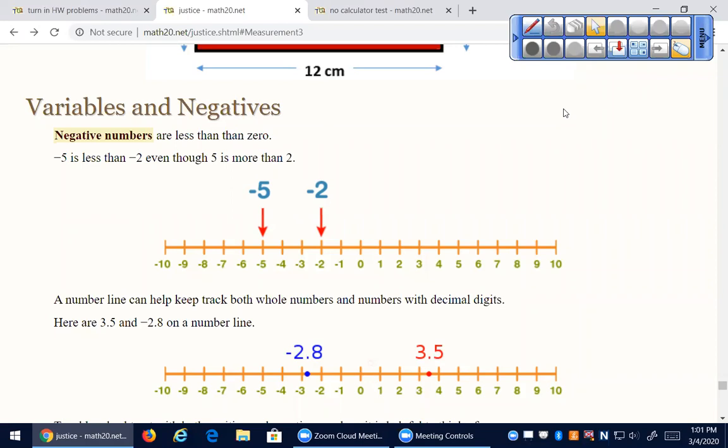You can have decimals, right? Whereas 3.5 is a positive, it would be halfway going up from 3 to 4. Whereas negative 2.8 would be heading down past 2 and almost get to 3. So if I asked you to put things on number lines, you could, but I won't ask you.